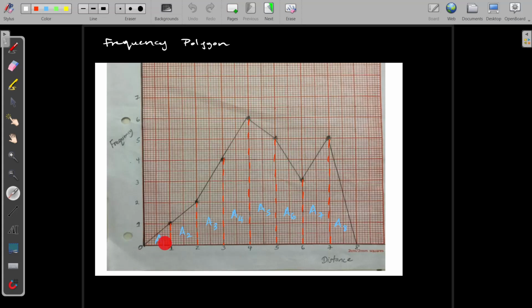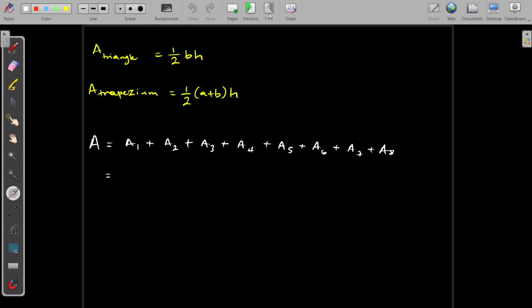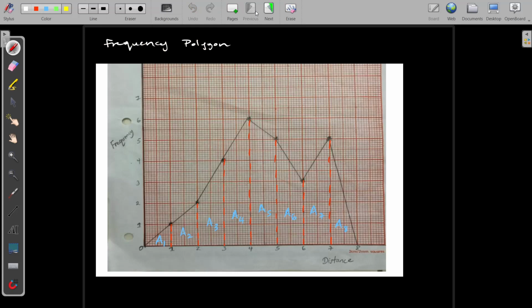So for the area of this first triangle, the base is 1, height is 1. So we can say this is half base times height. That's area 1. Now area 2, this is where sometimes it gets a little bit tricky because this trapezium isn't drawn as how you would usually see trapeziums being drawn. This one is in an upright manner. So you see that it's in an upright manner.